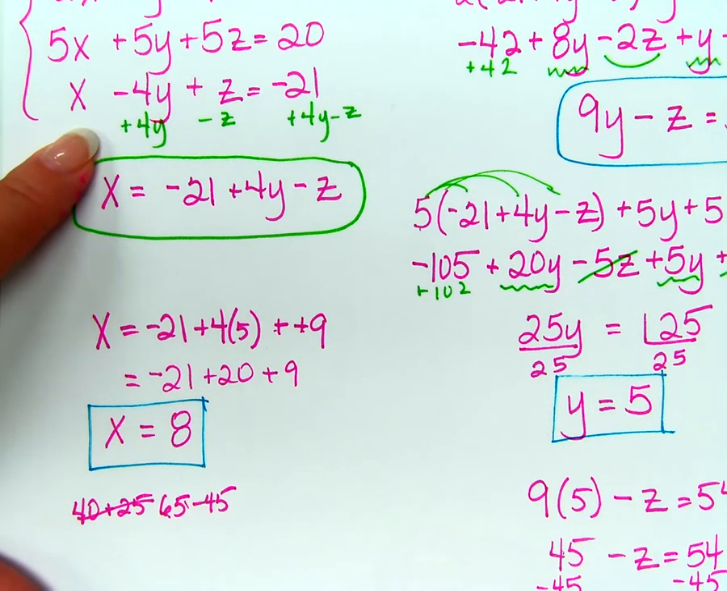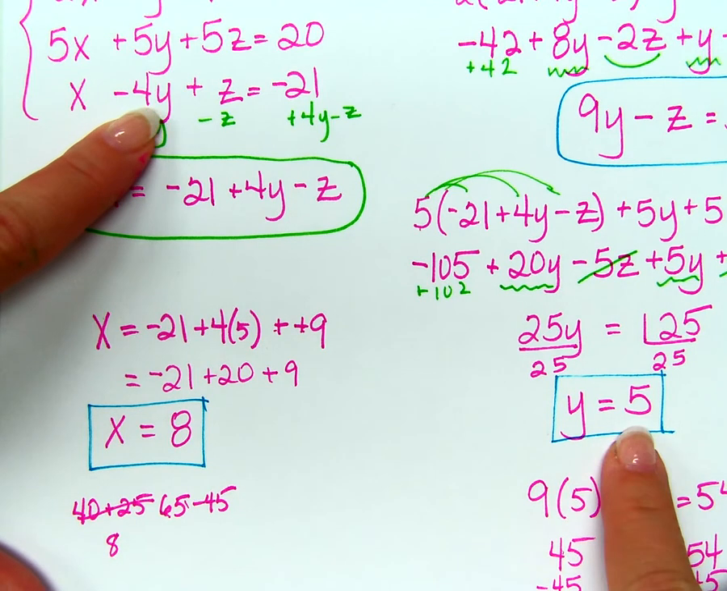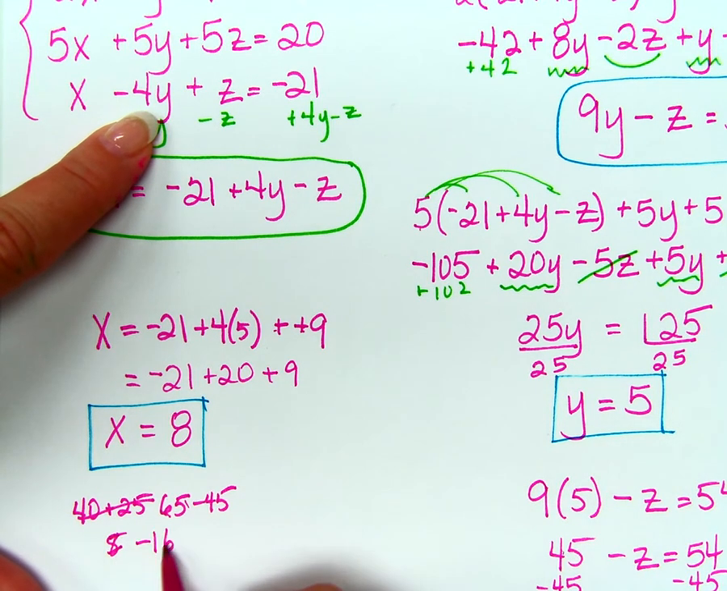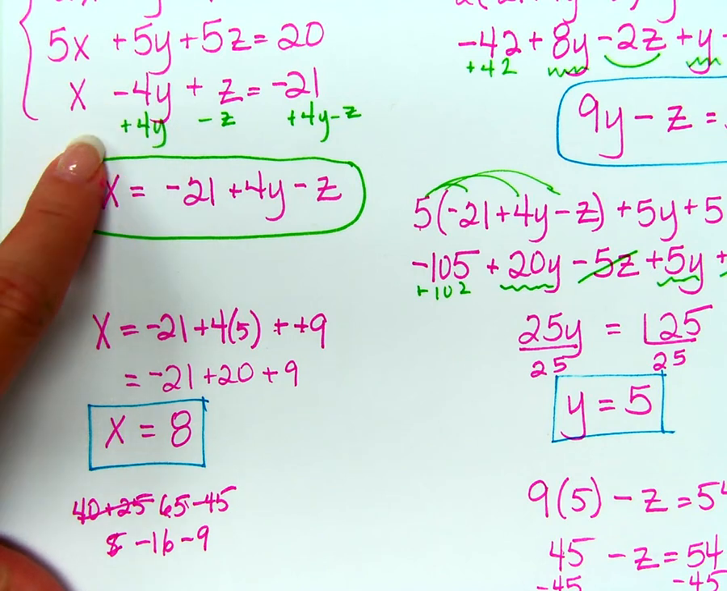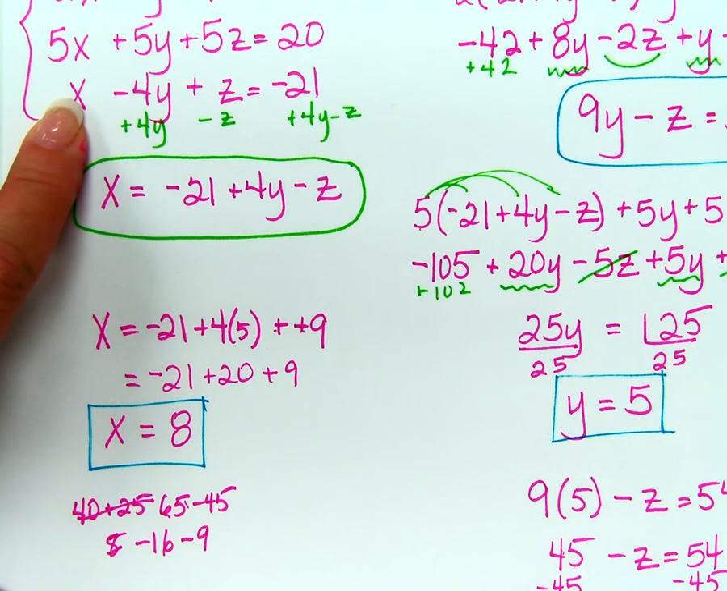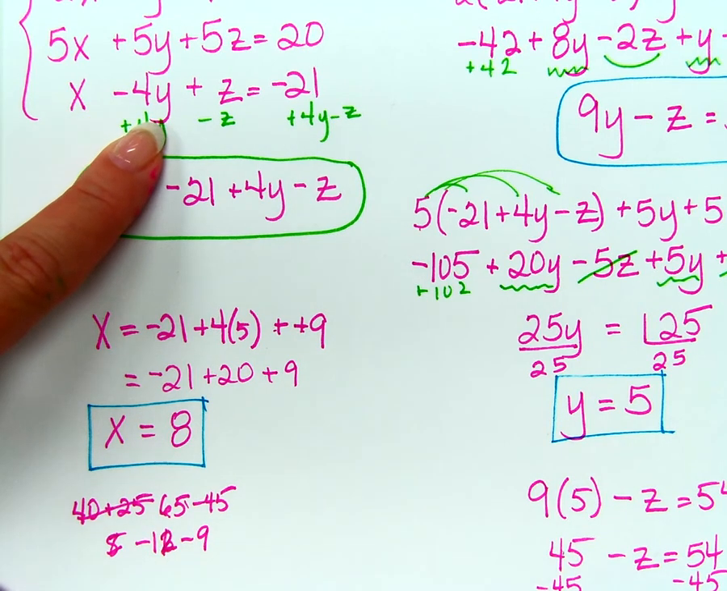Last one to check. X. So 8 minus 4 times y. So 8 minus 20. Well, that's negative 16, right? Negative 16 plus negative 9. Wait, what did I do? 8. Oh, I can't do math. 8 minus 20 is negative 12, not negative 16. Sorry about that. That's recorded for all of posterity too.